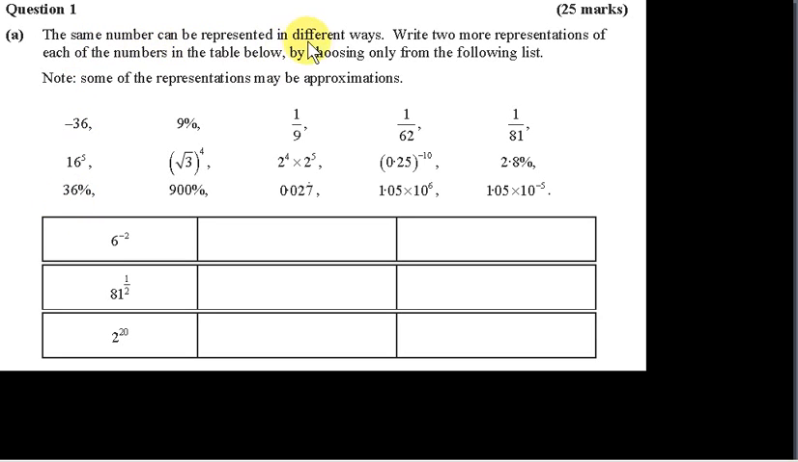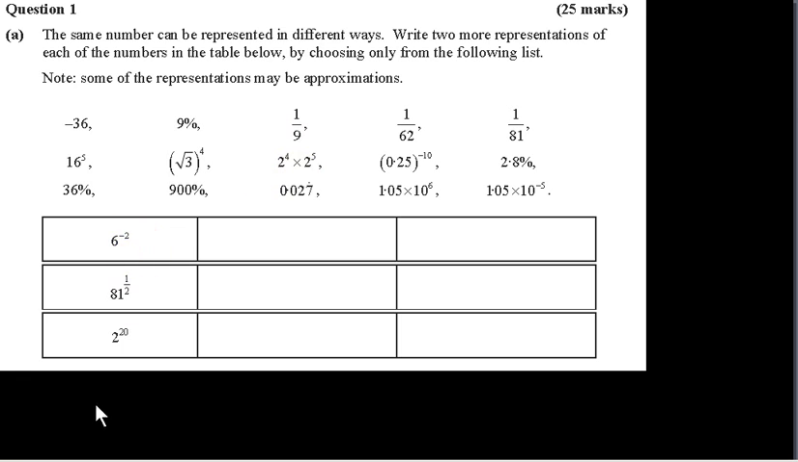The same number can be represented in different ways. Write 2 more representations of each of the numbers in the table below by choosing only from the following list. Note, some of the representations may be approximations. So let's look at 6 to the power of minus 2.